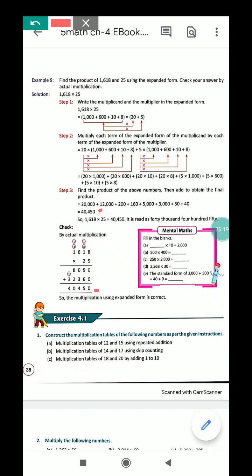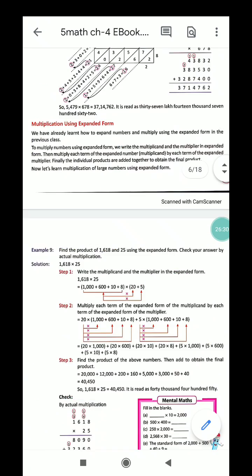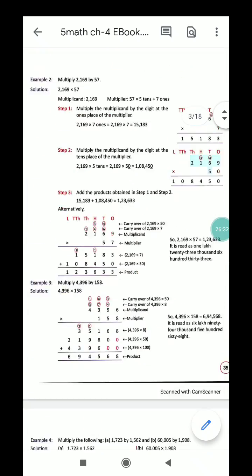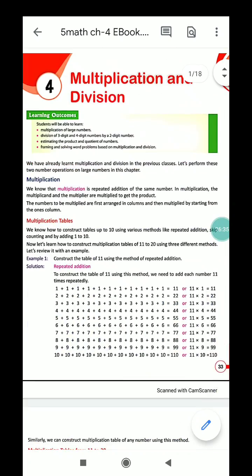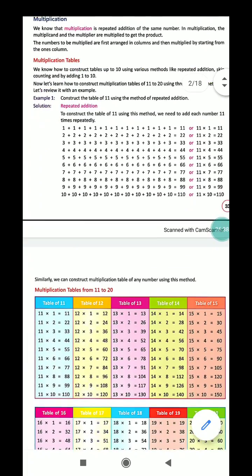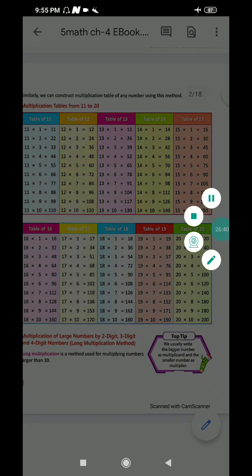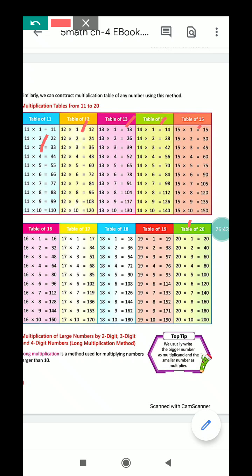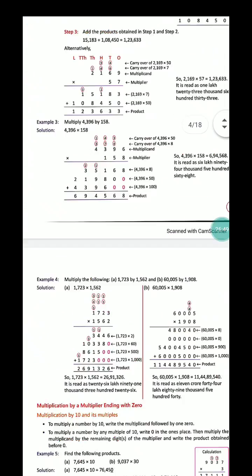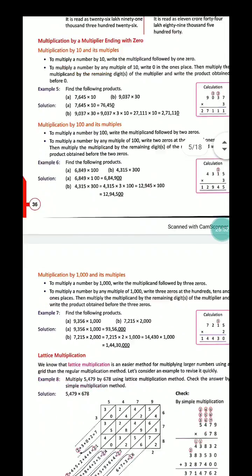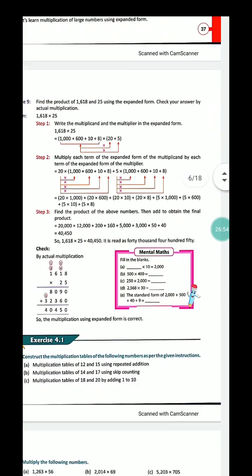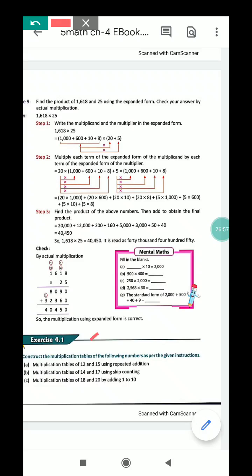So do this mental mathematics at your home. Next day we will do exercise number 4.1. Okay, first of all, read the exercise, read this explanation part fully, so that it will be easy for you to understand this multiplication part. And please learn this table, learn all these tables, so that it will be easy for you to do the calculations easily. Okay, and read this explanation part and do this mental mathematics as homework. Next day we will do this one.